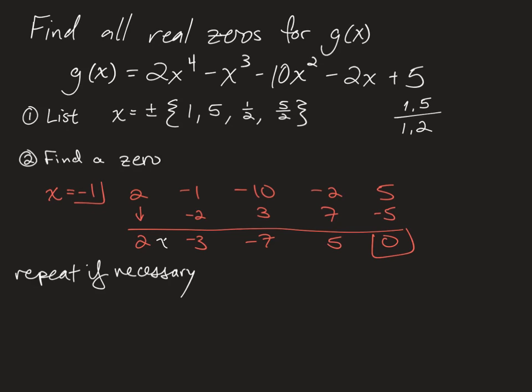I can go back and fill in these blanks, and I have a new polynomial. Well, it's not quadratic, so I have to do this process all over again. I have to find another list. I have a constant of 5, and I have a leading coefficient of 2. So guess what? My list is going to be exactly the same. So 1, 5, 1/2, and 5/2.